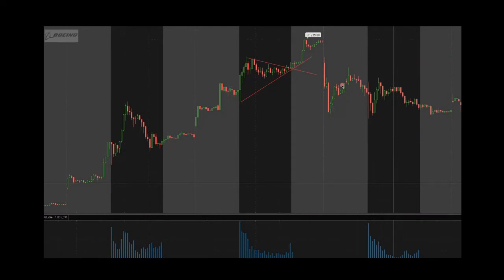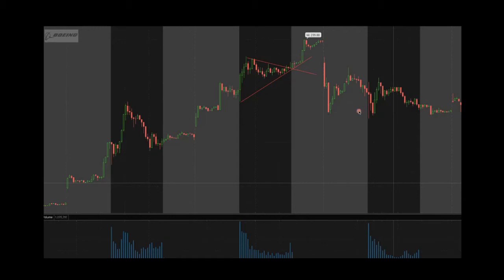This is a pretty common pattern, right? There's another one right here, right? See that? Another bull pennant. It's typically, you said bull pennant. It's typically leaning toward the ascending on the chart, going up.